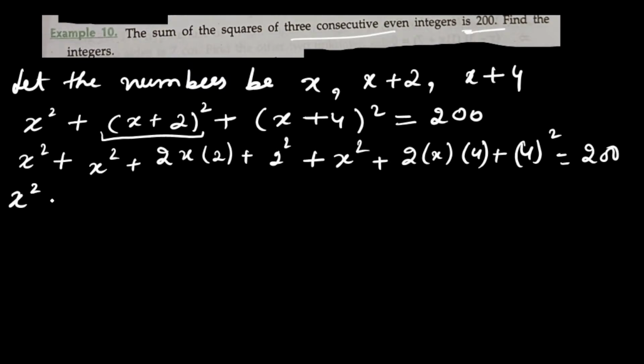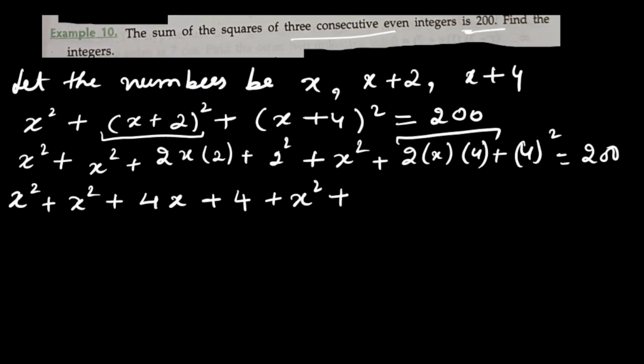So now let's simplify. x square plus x square plus 2 into 2 is 4, 4 into x is 4x, plus here 2 square is 4. x square as it is plus 2 into 4 is 8, 8 into x is 8x. So 4 square is 16. 4 into 4, don't multiply 4 into 2. Most of the students will multiply 4 into 2. 4 square means 4 into 4, which is 16, equals to 200.